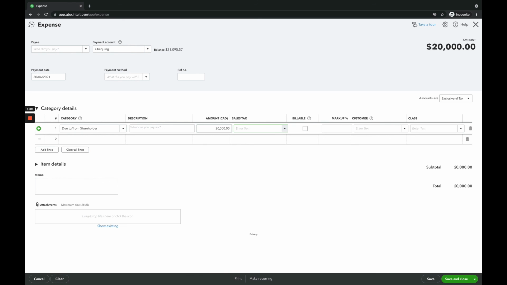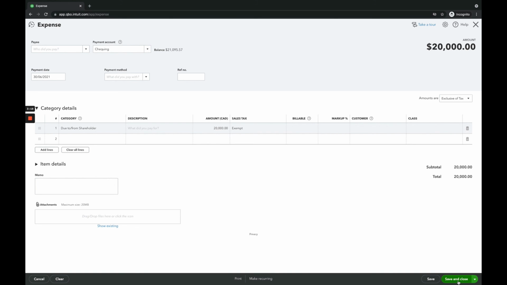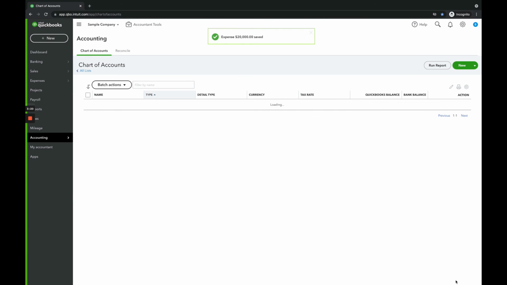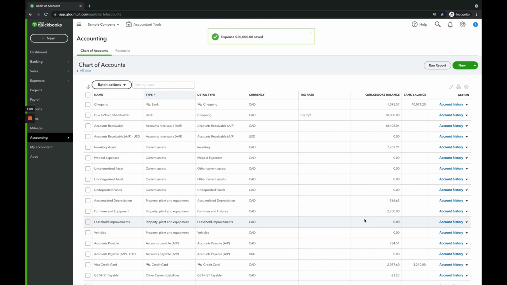$20,000. And then the sales tax should be exempt. Do not click zero rated, as this will show up in your HST return and will throw your balances off. Make sure you click exempt. And then we're just going to click save and close. Now you can see that the checking account is only $1,095, and the due to / from shareholder account has $20,000 in it because you took $20,000 out of the company.